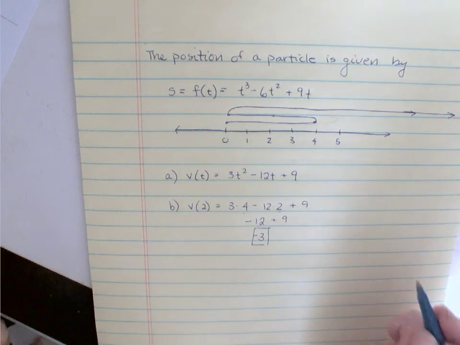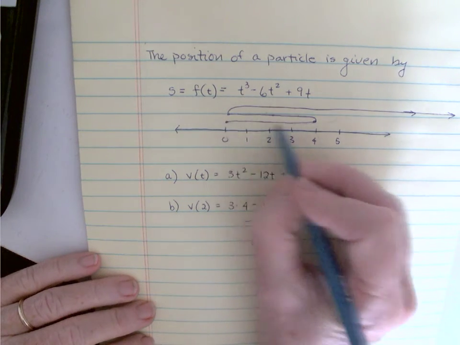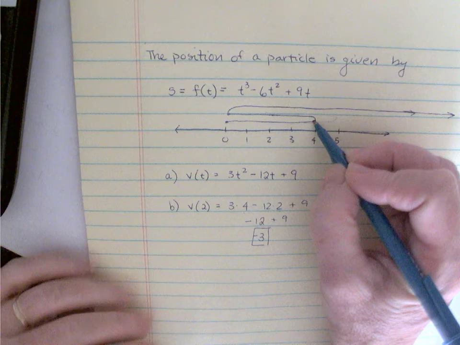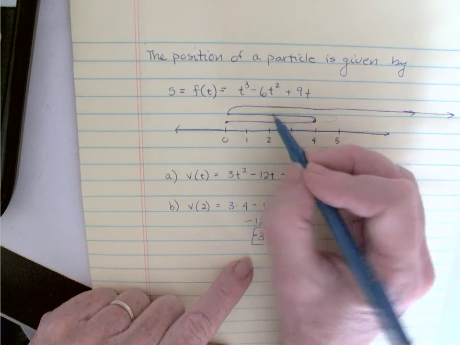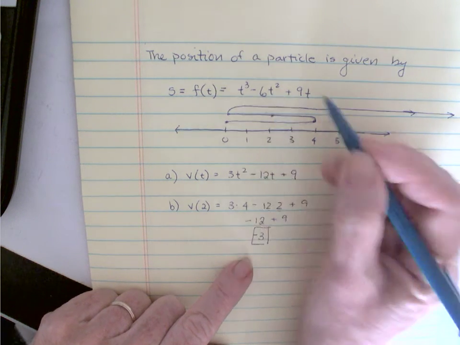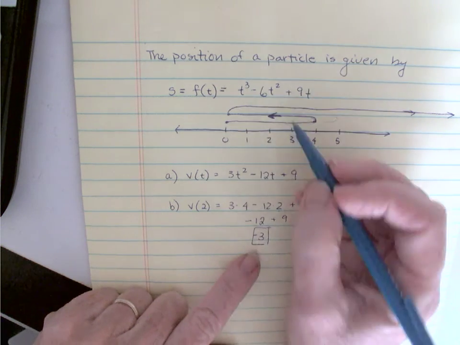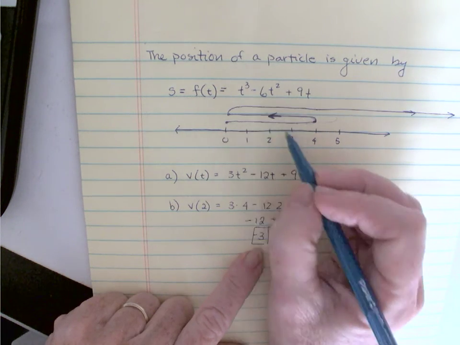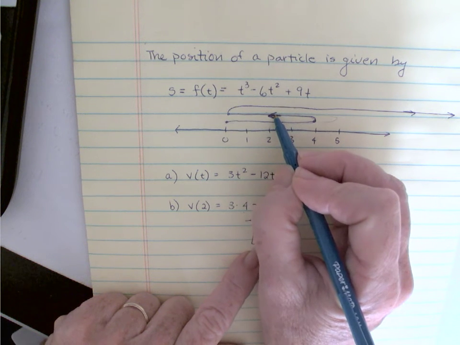And here's why this is a little bit interesting. This is the particle after 1 second. So at 2 seconds, the particle is sitting right here. But because the velocity is negative, this is telling me that this particle is heading right back to where this little guy started, heading in the negative direction.